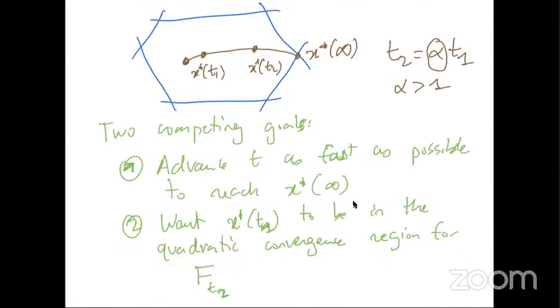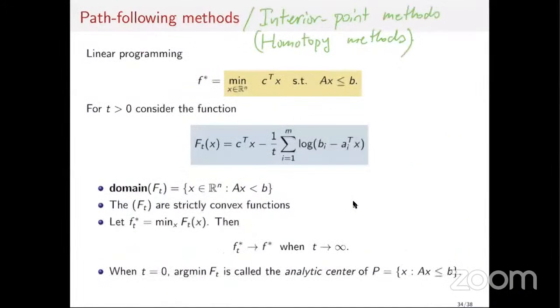Let me go back now to my slides. What did I want to say? Yes, the f t are strictly convex. The minimum of f t goes to f star when t goes to infinity. When t is equal to 0, if you forget about c transpose x and just minimize the log of b i minus a i transpose x, that's something called the analytic center of the polyhedron. It's a name that's usually used in this literature.